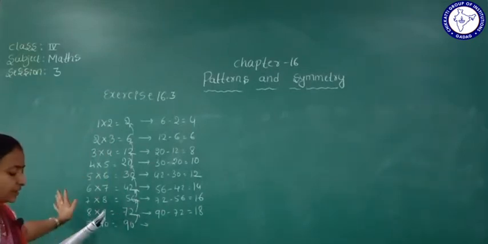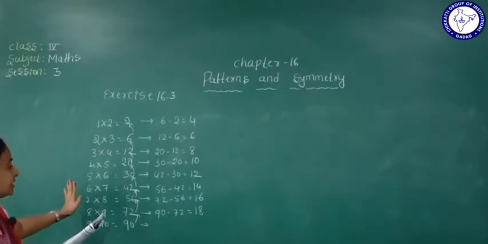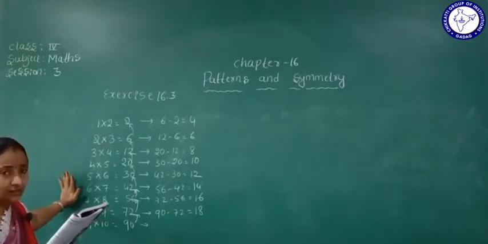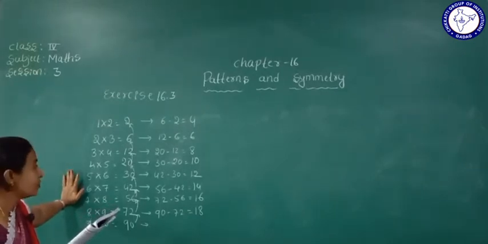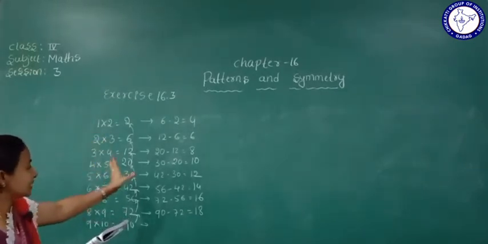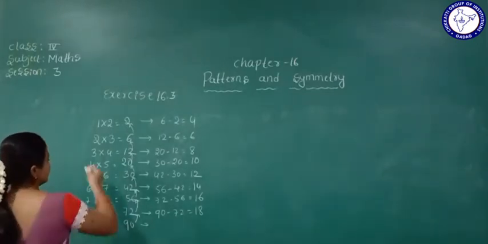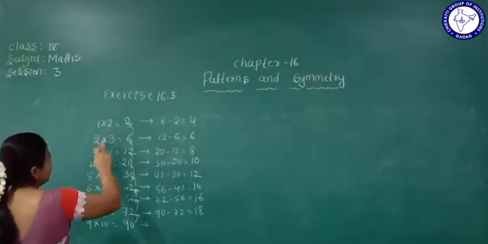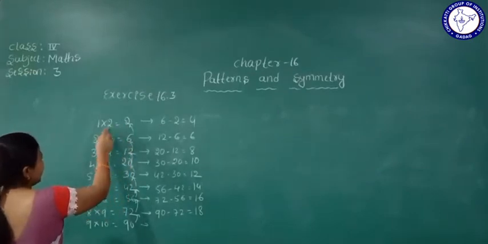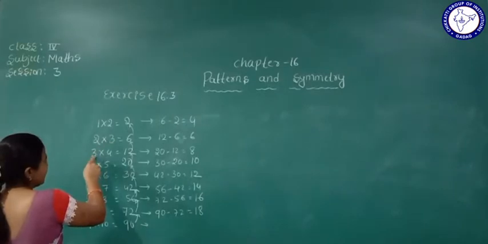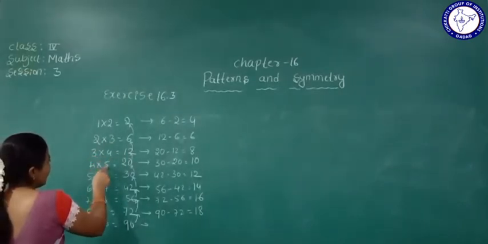Examine the table below and decide whether it is a pattern or not. If it is a pattern, color the right answers. So first, how will we find whether this is a pattern? See, 1 into 2 is 2, 2 into 3 is 6, so they have taken this number 2. Next, 3 into 4, and the next number, 4 into 5 is 20.